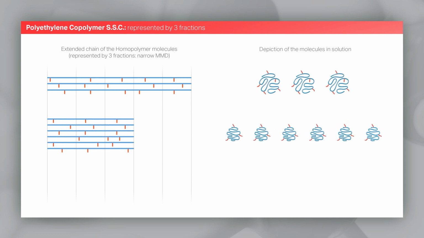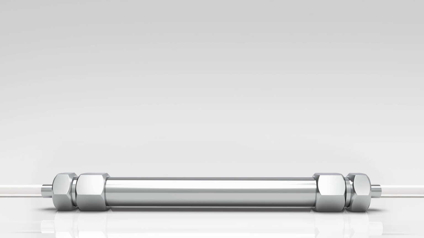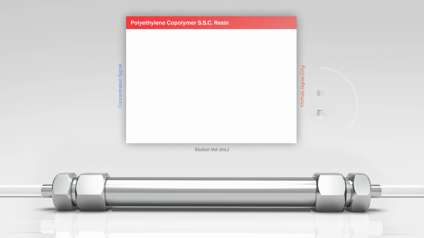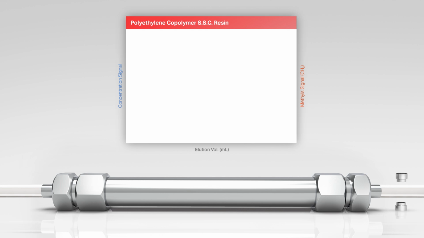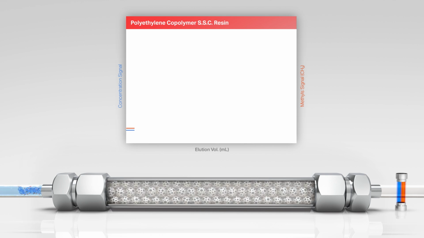But how do we measure the presence of these branches in the molecule chains? For this, we need a detector that measures concentration as well as composition for each molar mass fraction. An infrared detector can simultaneously monitor the absorbance at various wavelengths. So in this case, we can use one wavelength to measure concentration as total CH, and the other one to measure composition by measuring the number of methyls in every chain size fraction.